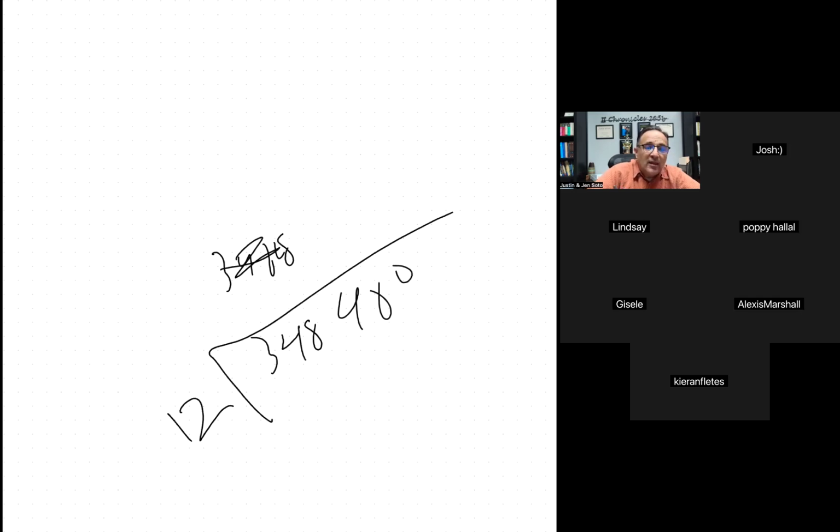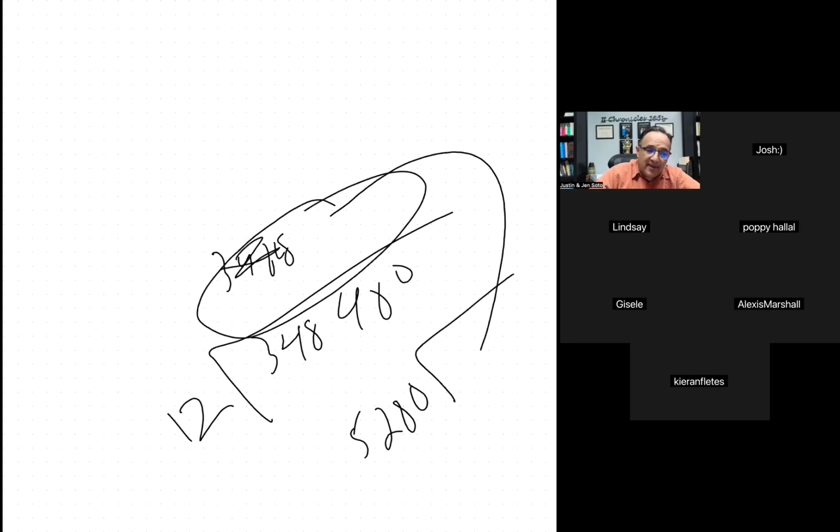Okay. It says, how many miles are in 348,480 inches? That's going to be a tough one because it's going to be long. I would go inches to feet, feet to miles. So I'd go 348,480. I would divide that by 12. Whatever that answer is, I'd divide by 5,280. Then that would be your answer.